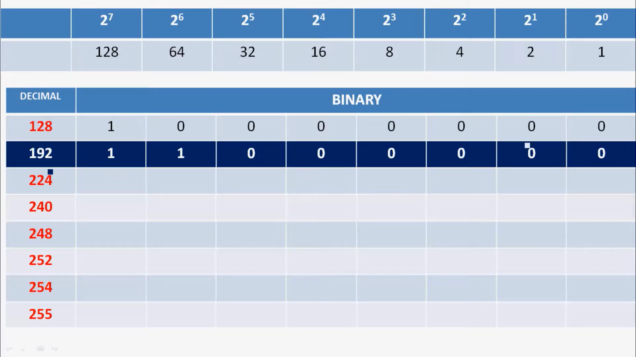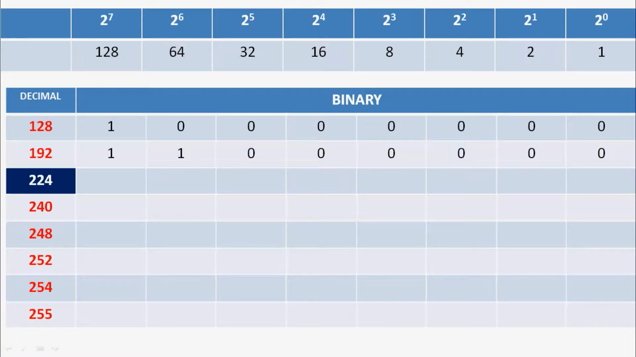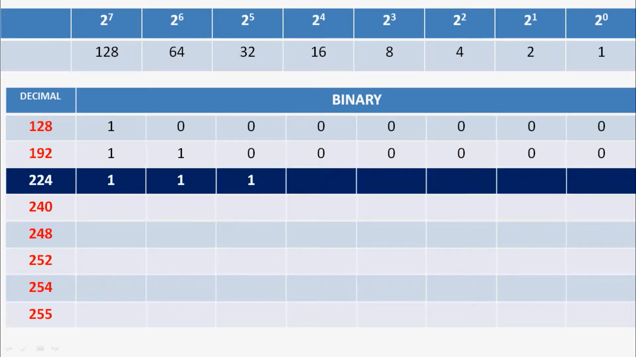Now we will go to 224. Just now we have seen 128 plus 64 is 192, so we require these two numbers. I am going to add 32 to 192. 192 plus 32: 2 plus 2 is 4, and 9 plus 3 is 12, and 1 plus 1 is 2. So we get 224. So we have to consider these 3 bits as 1 and the remaining 5 bits as 0. So we get the binary value of 224.